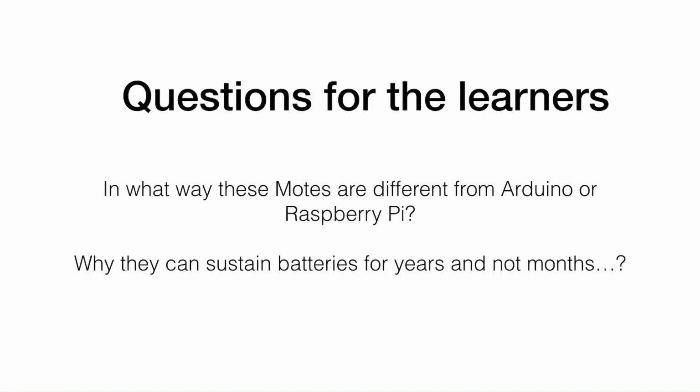Now what do you think, in what way are these motes different from Arduino and Raspberry Pi? Go through all 3 slides or get the web document and find out in what way they differ from each other. Why can they sustain batteries for years and not months? How do you say that these motes sustain their batteries for years and not months? What makes them last longer? I have these questions for you.